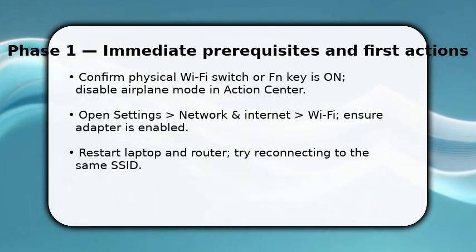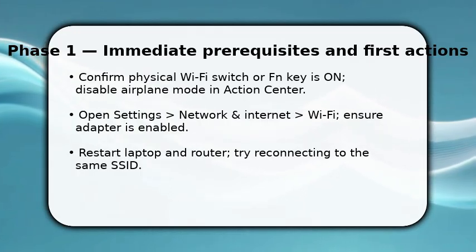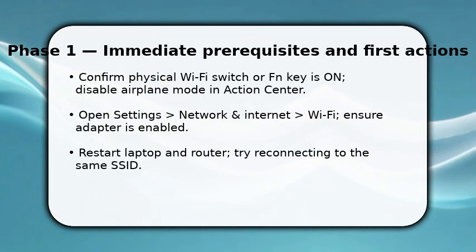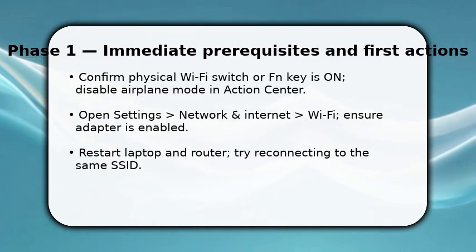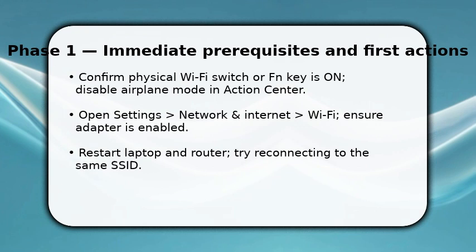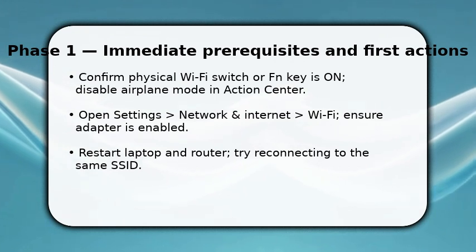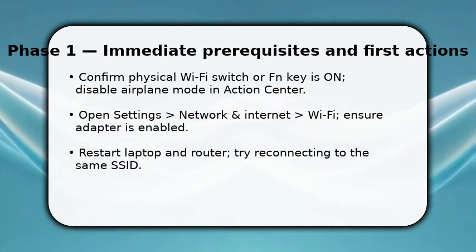Once done, restart your laptop and power cycle the router. Unplug 30 seconds, plug back in, and attempt to reconnect to the same SSID. This rules out transient state issues and often restores radio and DHCP leases quickly without deeper changes.